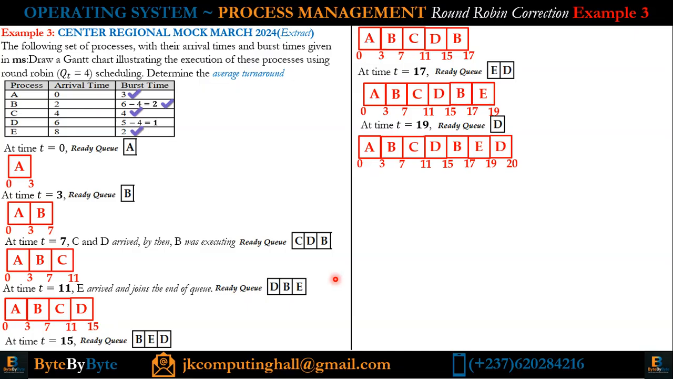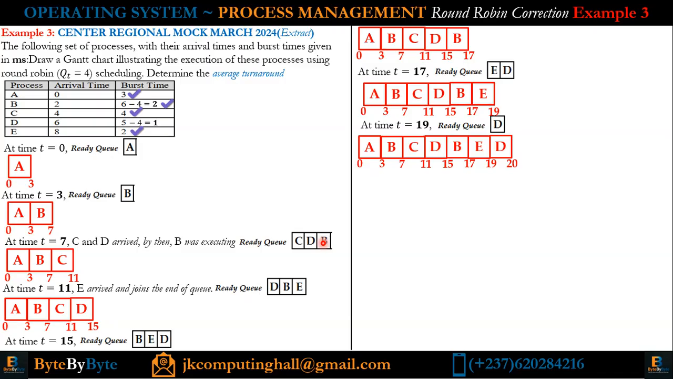We realize that in the example that I solved, I had E being executed before B, which is not correct, because by the time E entered the system, B was already added to the end of the ready queue. So pay attention when it comes to it. When it comes to preemptive priority scheduling, you know the arrival time, same thing for shortest remaining job next, and also for the round robin.